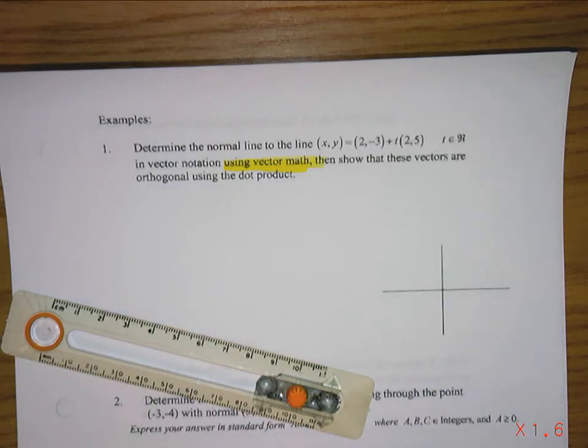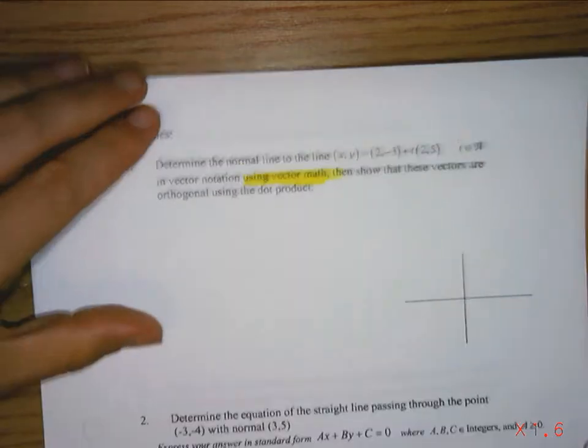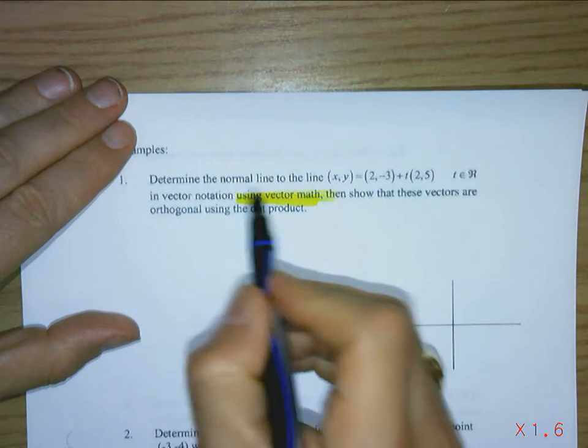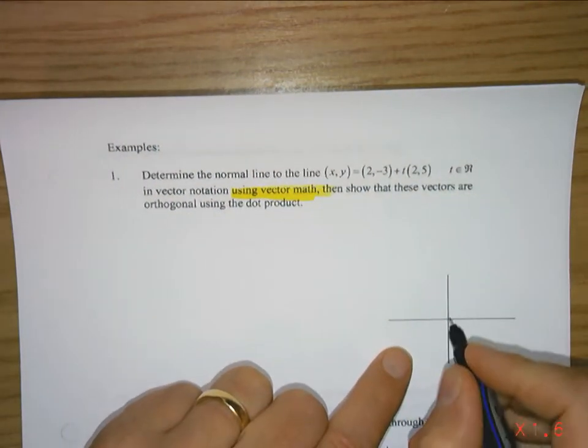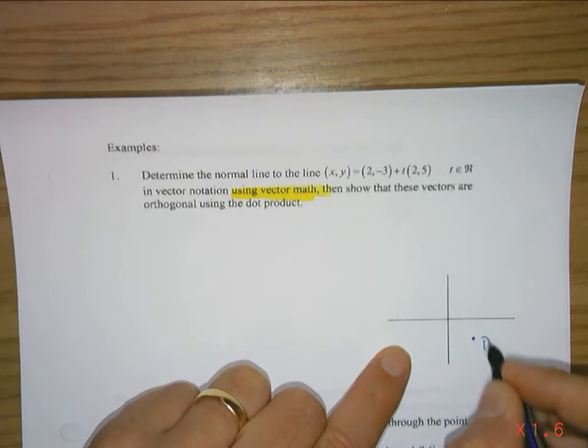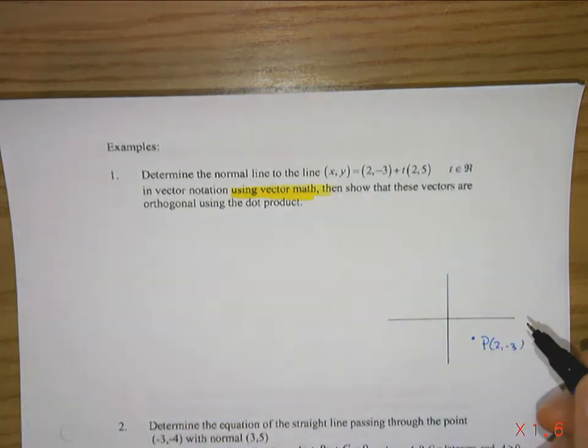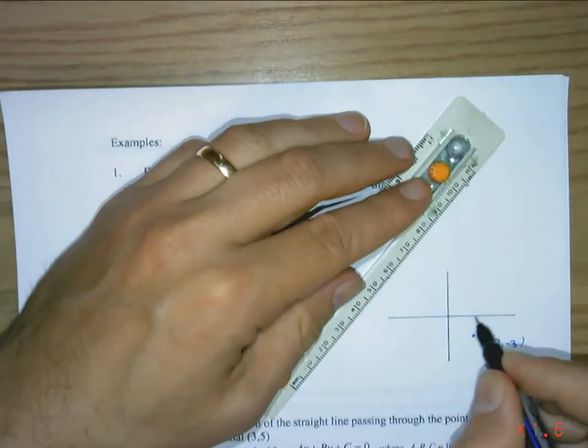Well, which vectors are orthogonal? The direction vectors that we're looking at. Okay, so let's see. We want the normal line to this line. This line, (2, -3). (2, -3), there's my point. And notice that my direction vector is (2, 5).